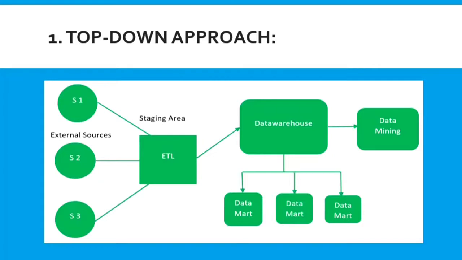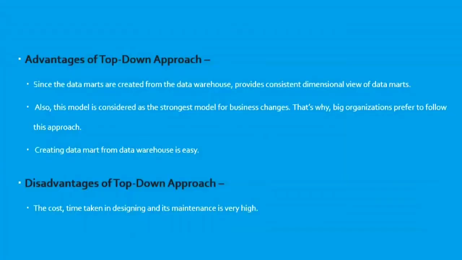The last component of the top-down approach is data mining. Data mining is the practice of analyzing the big data present in the data warehouse. It is used to find the hidden patterns that are present in a database or data warehouse with the help of data mining algorithms. Now let's understand some of the advantages and disadvantages of this top-down approach.